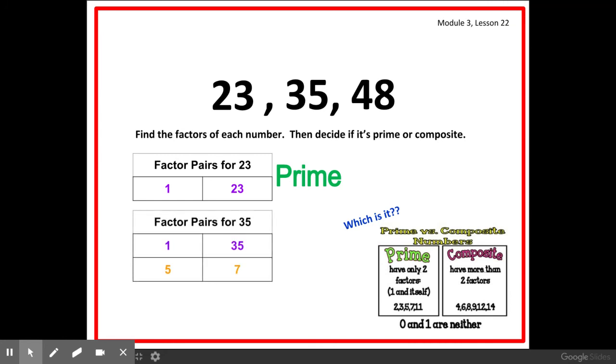Okay. So not very many more factors for 35 than we had for 23, but does it have more than 2 factors? Yes, it does. It has 1 times 35, that's my favorite, 5 times 7. Okay, so is this prime or composite? Composite, that's right. It has more than 2 factors, so it is composite. Good job.